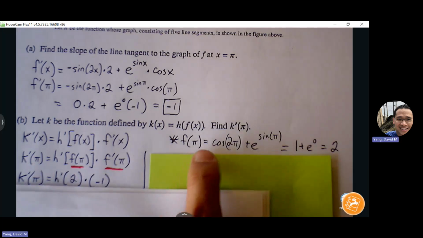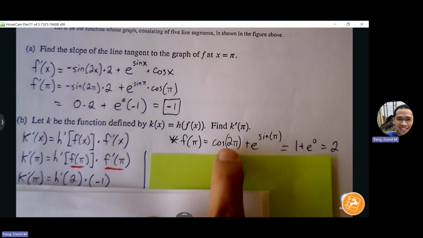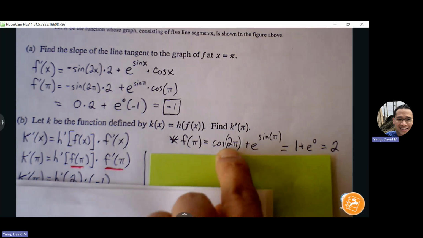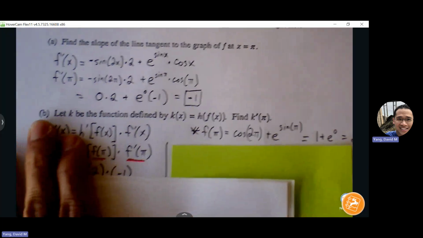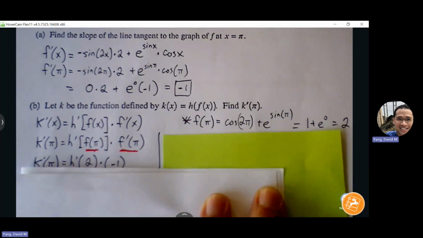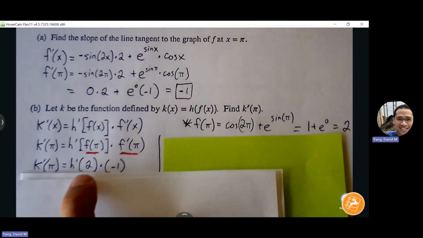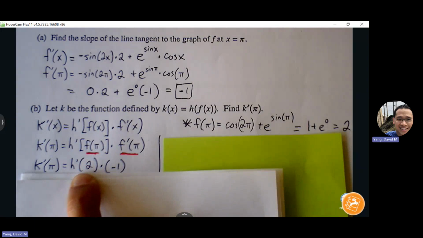So f of pi is just cosine of 2 pi plus e to the sine of pi. Cosine of 2 pi is same thing as cosine of 0. Cosine of 0 is 1. Sine of pi is 0. E to the 0 is 1. 1 plus 1 is 2. So we have our f of pi figured out. That's a piece that we need.